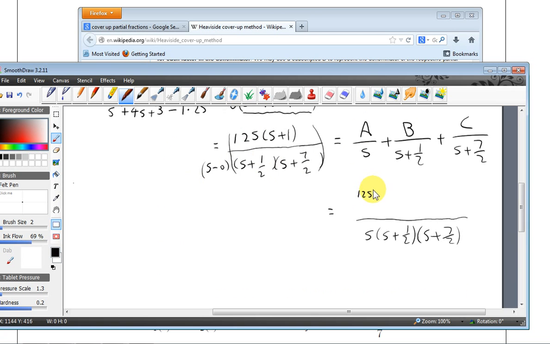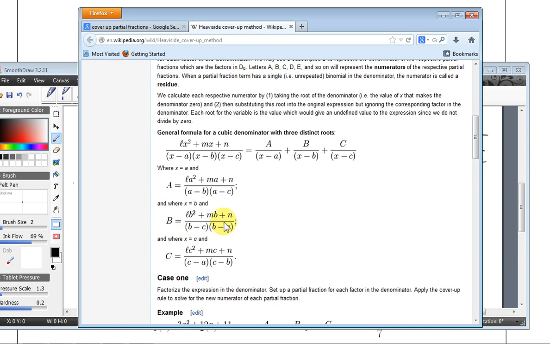So we get 125 times 0 plus 1 over 0 plus a half times 0 plus 7 halves. That's going to give us half times 7 halves, or 7 quarters. Now as for B, we cover up this factor here and replace s in what's left with minus a half. So that's how we get B.